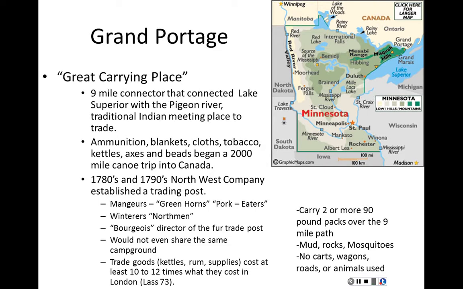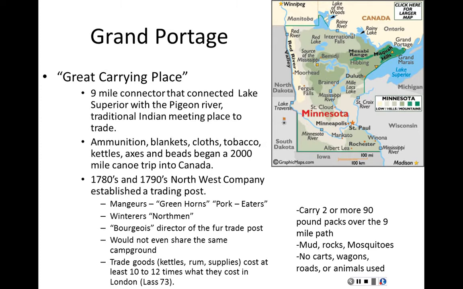The Northmen, the Winterers, they were guys that have been doing it. They're professionals. They're year after year, and they think they're better than the greenhorns, of course. So they don't share campgrounds. They eat separately, and much fewer, the bourgeois, the director of the fur post. You see these French names, mangeur, bourgeois. You see the French impact on this trade.